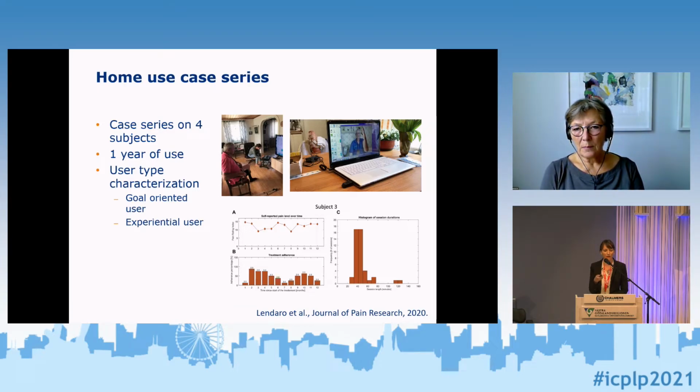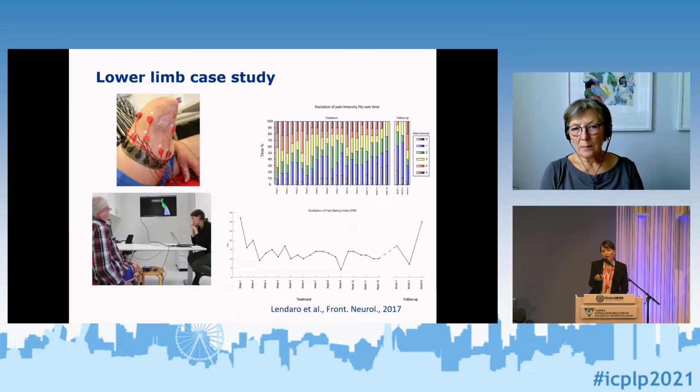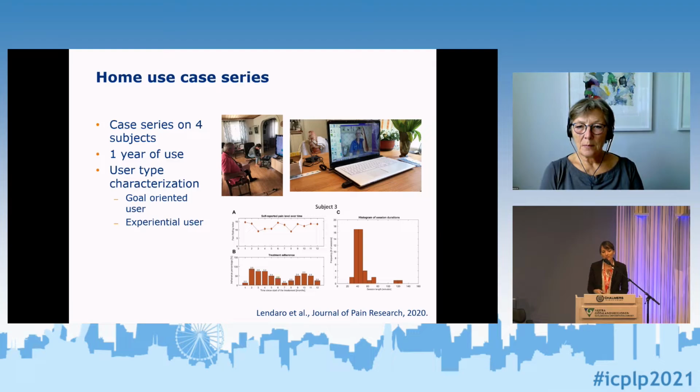And here you see the metrics that we looked at. This particular subject is the lower limb subject of the case study. And here you can see the pain rating index. It's about 15, which is what was reached at the end of the first treatment. And you can see how the phantom motor execution treatment was used to manage the pain throughout the home use. It was always more or less about 15 for a year.